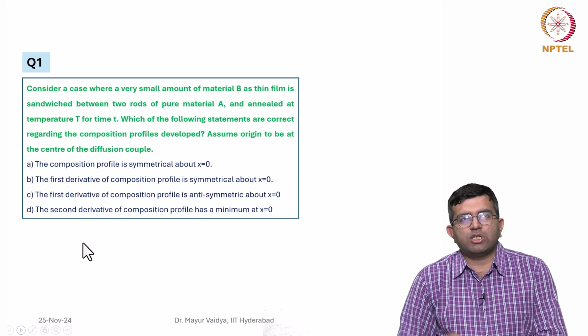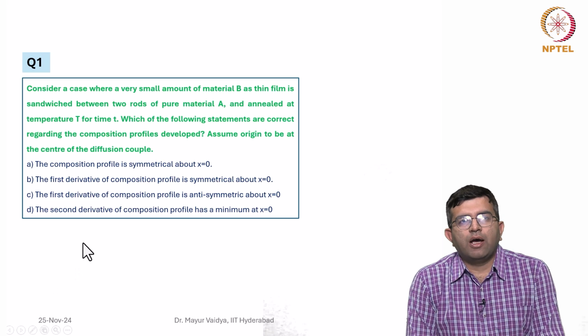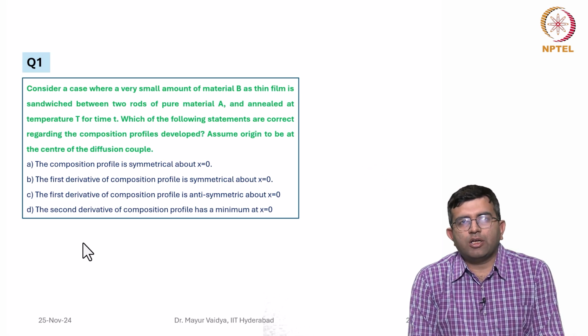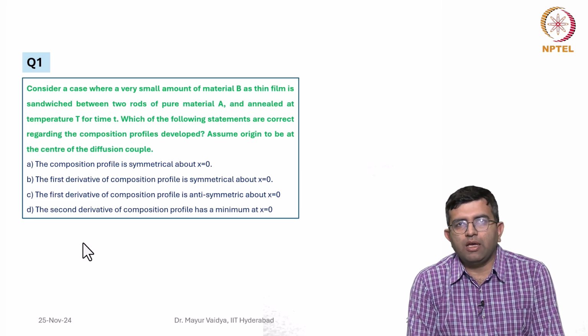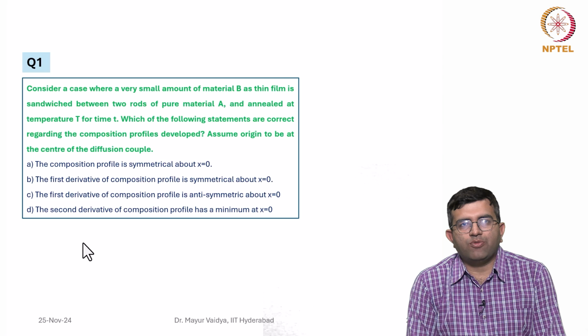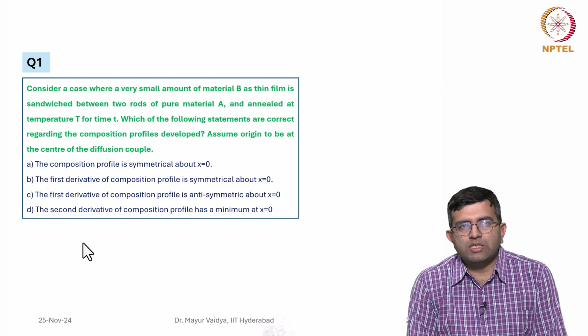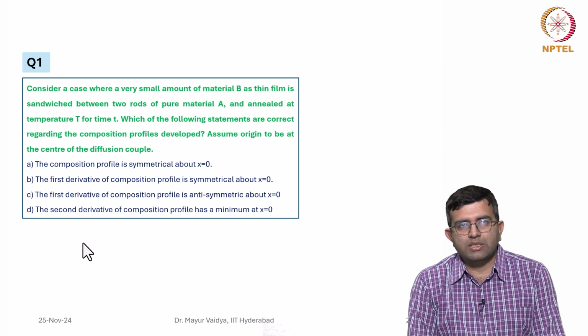So, first question is, let us say we consider a case where a very small amount of material B as a thin film is sandwiched between two rods of pure material A and annealed at temperature T for time t. Which of the following statements are correct regarding the composition profiles developed? Assuming origin to be the center of this assembly.